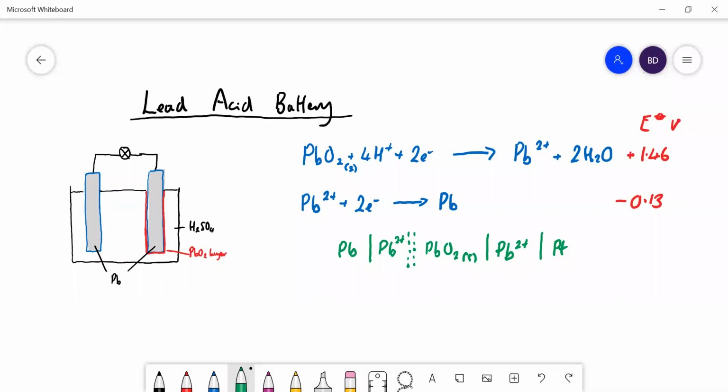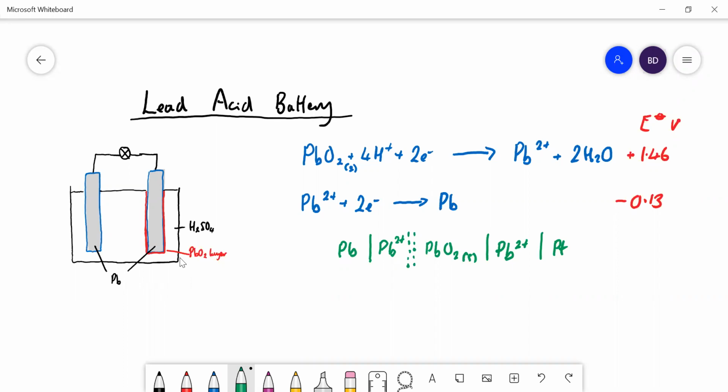Okay, so we're going to talk about the lead acid battery. You don't need to be able to recall the details of this for AQA Chemistry A-level, but it's the kind of thing they could give you where they'll give you some information, you have to interpret it. So here's the lead acid battery.